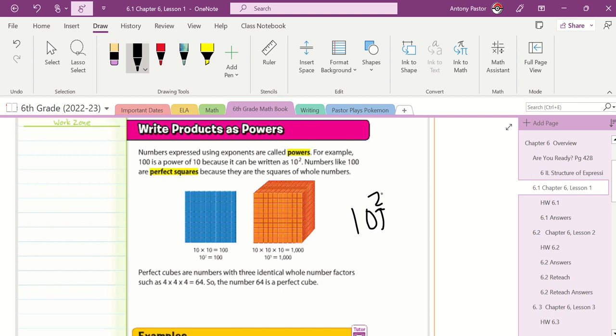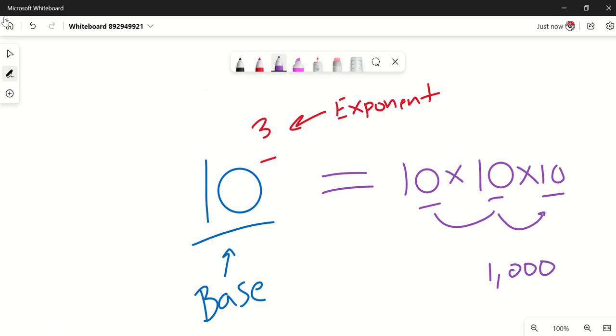So when I put a little number in the top right-hand corner of a bigger number, or a larger number, I should say, it becomes a power. It becomes an exponent. For example, 100 is a power of 10 because it can be written as 10 to the power of 2. Numbers like 100 are perfect squares because they are squares of whole numbers. We're going to go on a little tangent here.